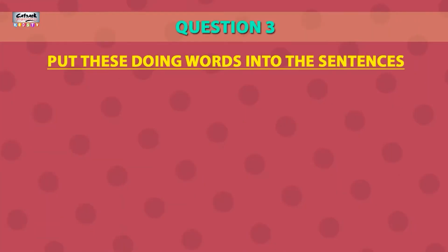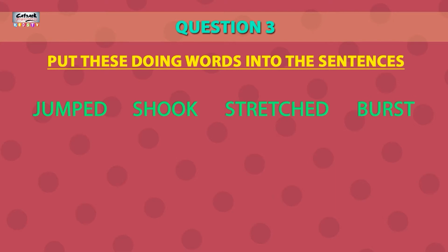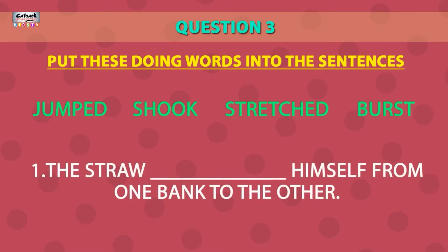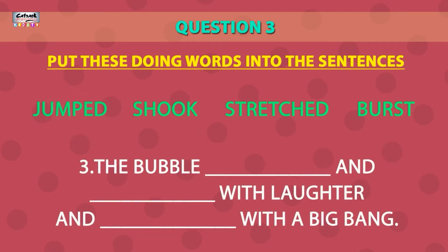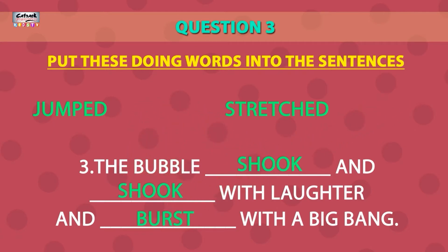Question 3. Put these doing words into the sentences. Jumped, shook, stretched, burst. Number 1. The straw dashed himself from one bank to the other. Answer. The straw stretched himself from one bank to the other. Number 2. The shoe dashed on the straw. Answer. The shoe jumped on the straw. Number 3. The bubble dash and dash with laughter and dash with a big bang. Answer. The bubble shook and shook with laughter and burst with a big bang.